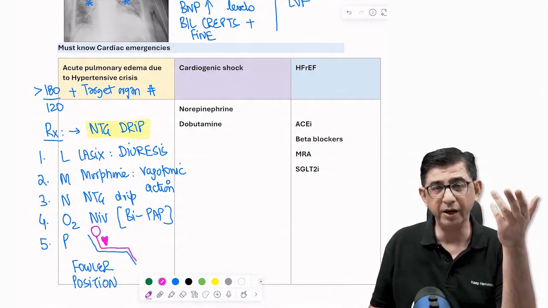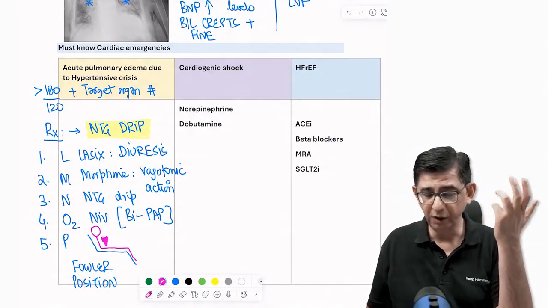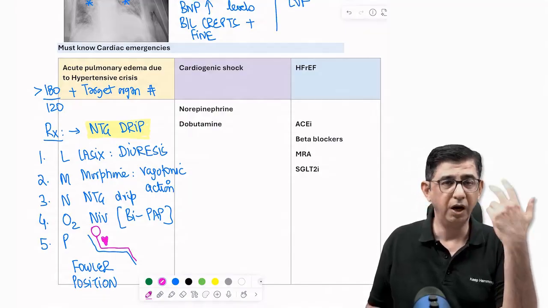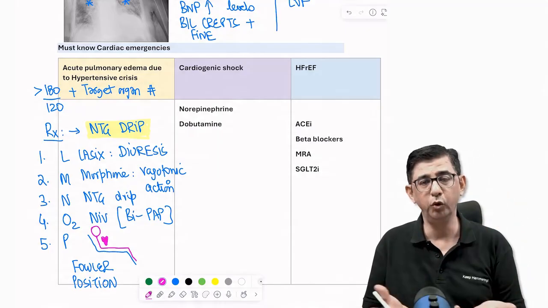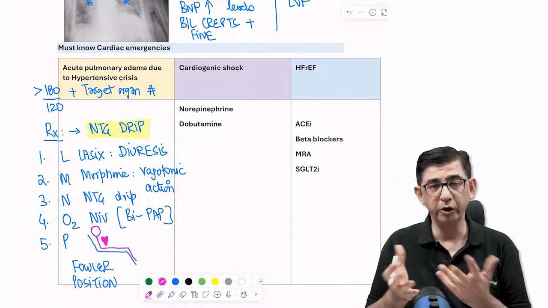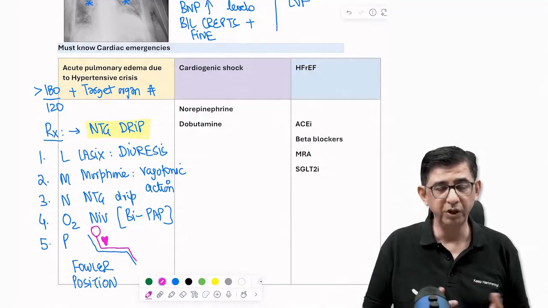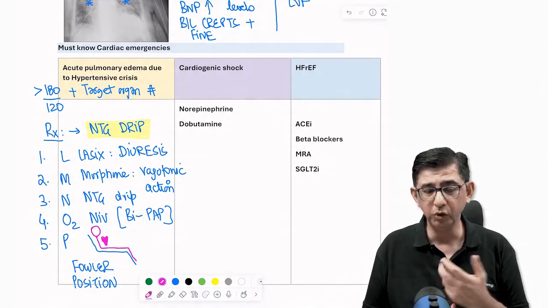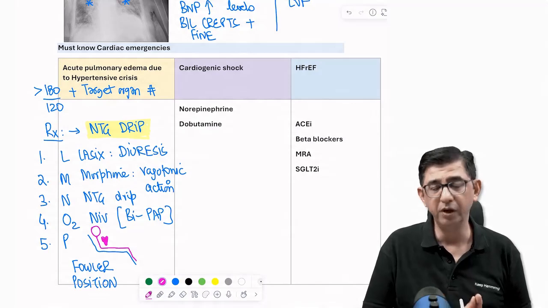Now, cardiogenic shock and heart failure have identical findings. Cardiogenic shock will also have crepitations in the chest. Heart failure will also have crepitations in the chest. So a query that I want to put to you is, when do you say cardiogenic shock? What is the difference between cardiogenic shock and heart failure? Both have breathing difficulty, both have pulmonary edema, both can have pedal edema, both can have elevated JVP. So what is the fundamental difference?